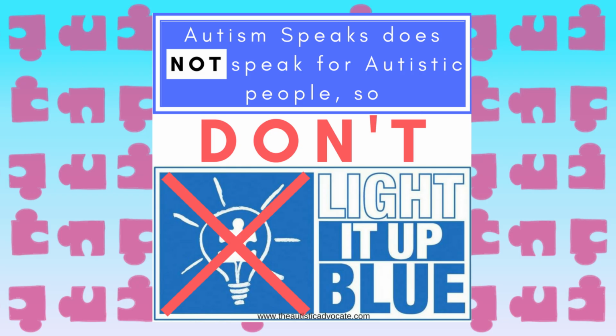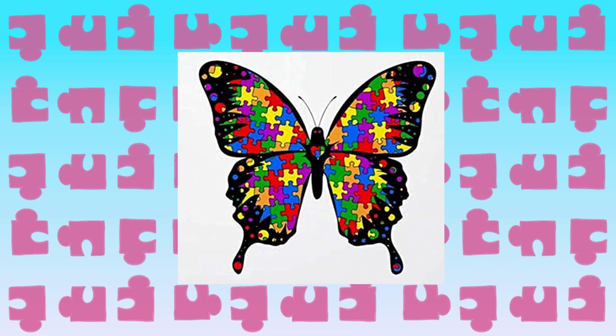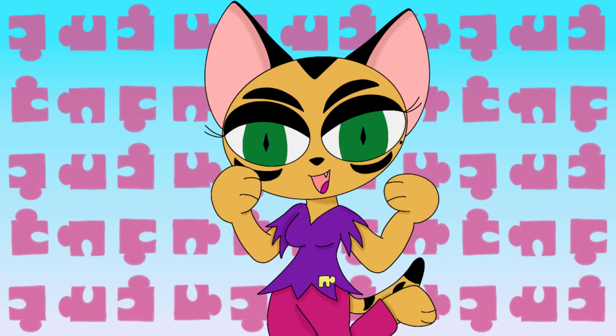Light it up blue. Coined by Autism Speaks to raise awareness, but them being a eugenics group, that symbol is forever trash. How about red instead? Now there's been attempts to update the puzzle by using a butterfly to symbolize the beauty and diversity as well as the continuous changes and development of autism. Now this is something I can get behind.